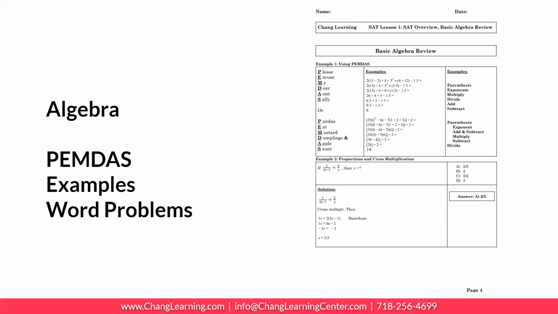So reviewing PEMDAS, here are a couple of examples on the right side where you can see parentheses, exponents, multiply, divide, add, and subtract are used in procedure with an algebraic expression. The expression is done by doing the parentheses first and simplifying those. Here, 15 minus 2 is 13, and 4 divided by 12 is a third.